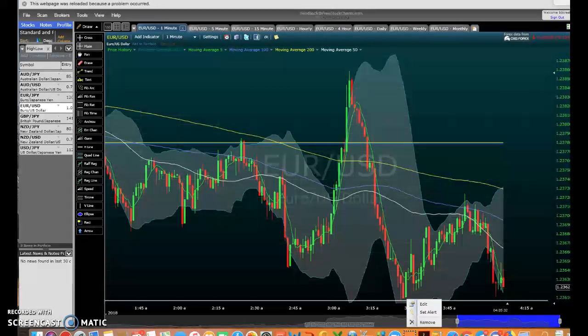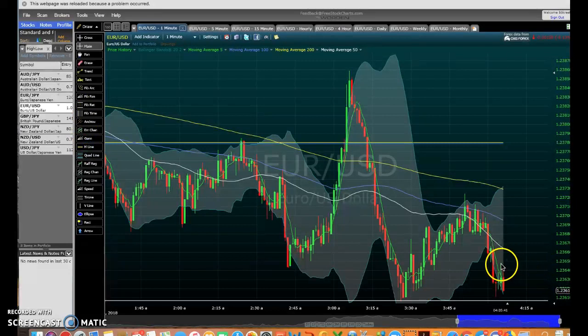Okay, so looking to trade this on the 1 minute chart. Let me place a resistance line. It looks reasonable over here.